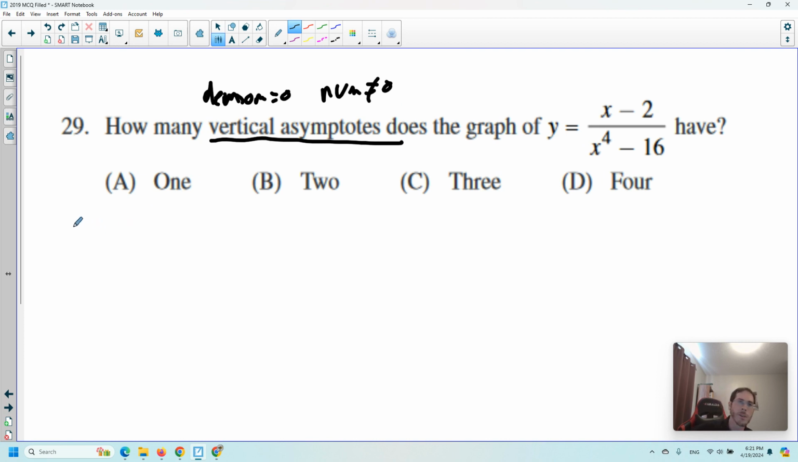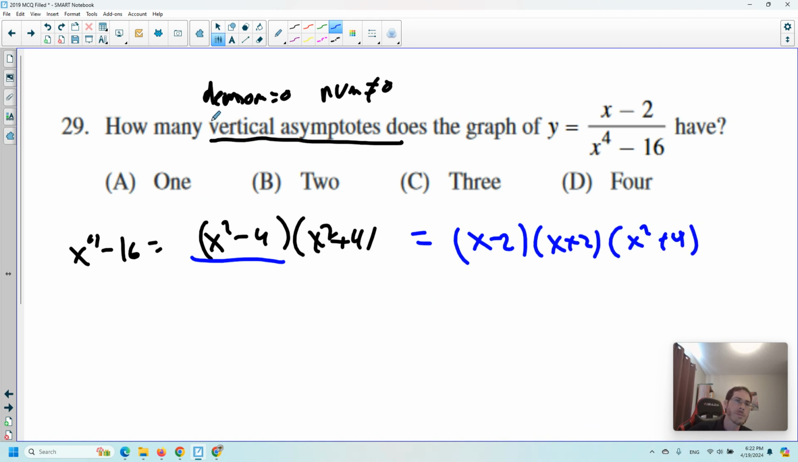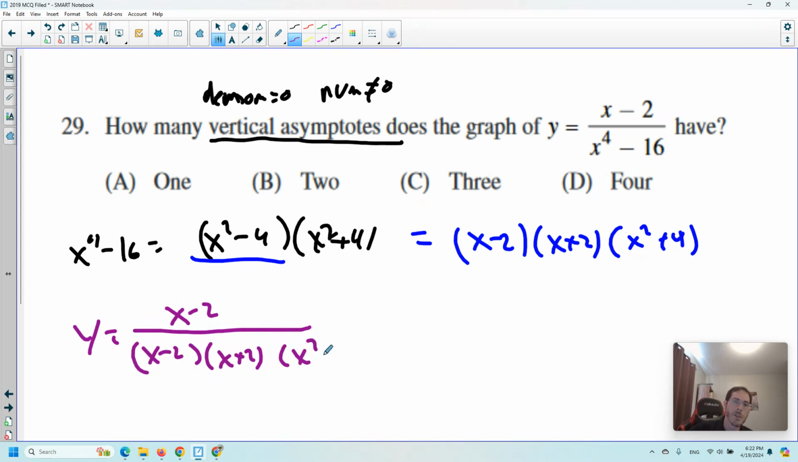So for the vertical asymptote, if we check x to the 4th minus 16, we're going to use some algebra skills to split that into x squared minus 4, x squared plus 4. Again, we're just factoring a squared minus b squared. And it's a bonus, we get to do it again. x minus 2, x plus 2, x squared plus 4. So if we write this, we get y equals x minus 2 over x minus 2, x plus 2, x squared plus 4. And then these cancel out.